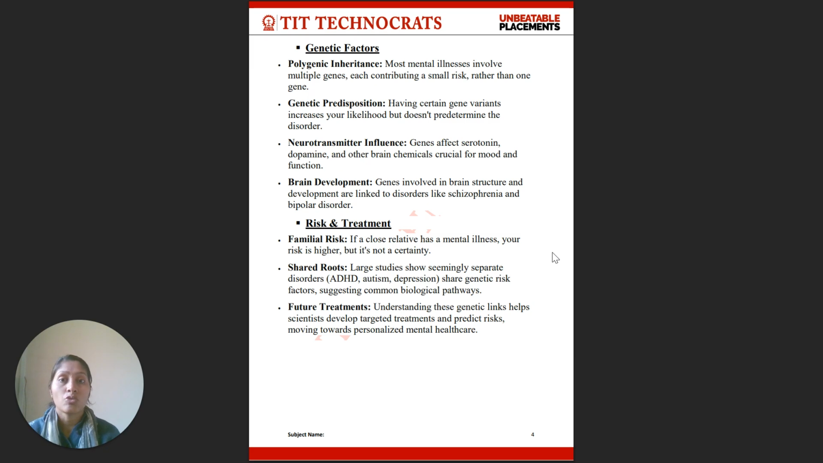The next is neurotransmitter influences. Genes affect serotonin, dopamine, and other brain chemicals crucial for mood and function. The next is brain development. Genes involved in brain structure and development are linked to disorders like schizophrenia and bipolar disorder. Okay.